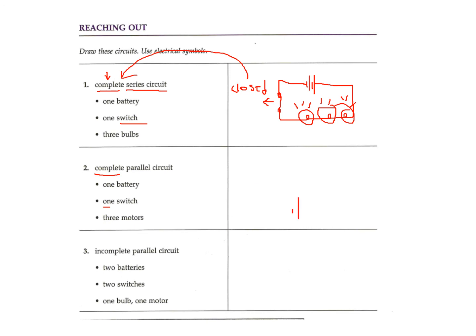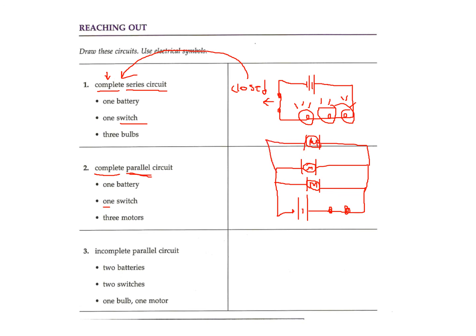So here's my battery, 1, 2, okay, here's my switch, closed, and then it's a parallel circuit, right? So I have to put my motors in different paths. So here's one motor, here's another motor, here's another one. So every time you have parallel, you have to create more than one path. So each one goes in a separate line, okay?